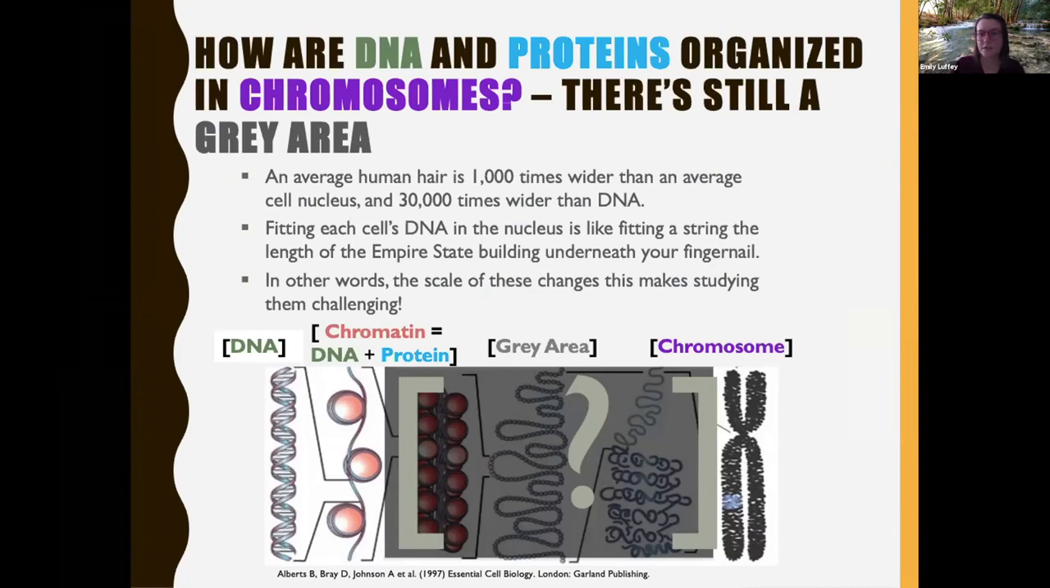And this is a really gray area. It's not completely understood. The challenges are that an average human hair is 1,000 times wider than the average cell nucleus, and also 30,000 times wider than DNA, which makes it really difficult to get information to help us figure this out. Fitting each cell's DNA in the nucleus is like fitting a string the length of the Empire State Building underneath your fingernail. Once again, the scale of these changes really makes them challenging. So once again, we have the DNA, chromatin, which is the DNA and the proteins, and how these exactly all fit into chromosomes is still not understood.